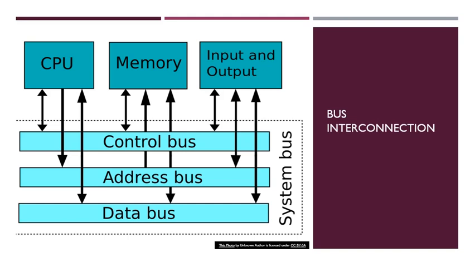The fourth topic for this chapter is bus interconnection. We learned before this that in our computer there are several components, for example, the CPU, memory, and input-output module. And these components basically are interconnected to one another. There must be a mechanism on how to connect these components, and we can call it a system bus.